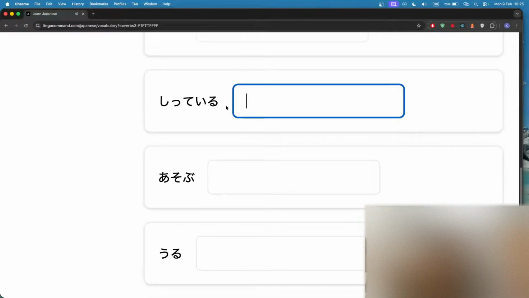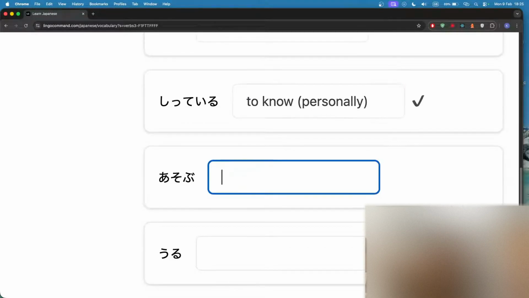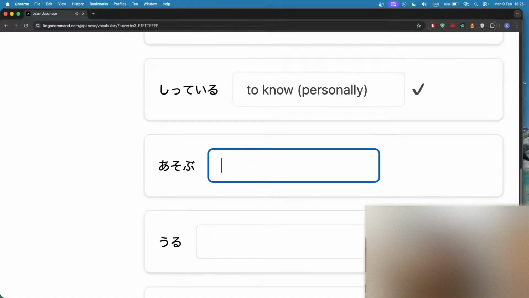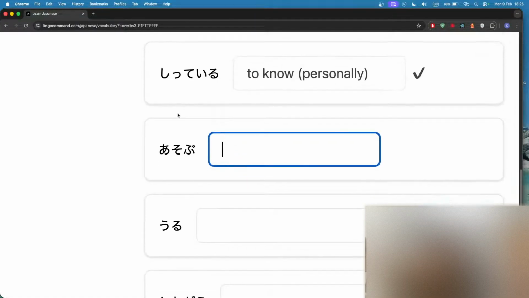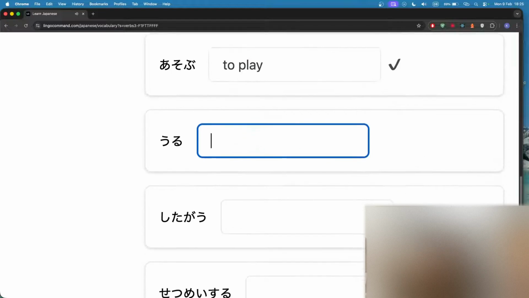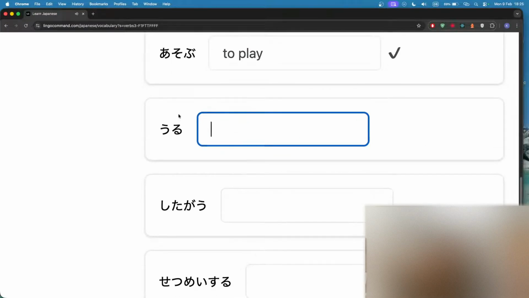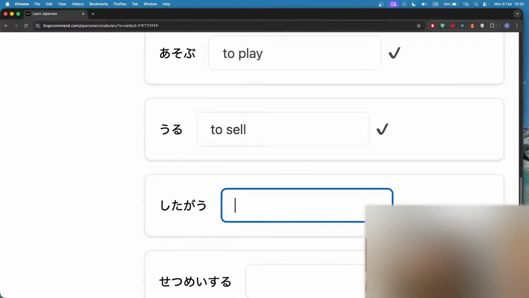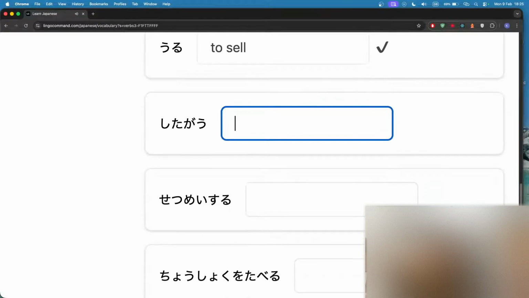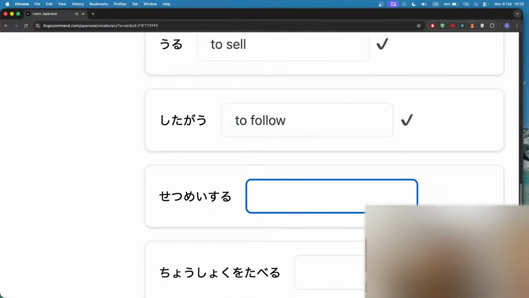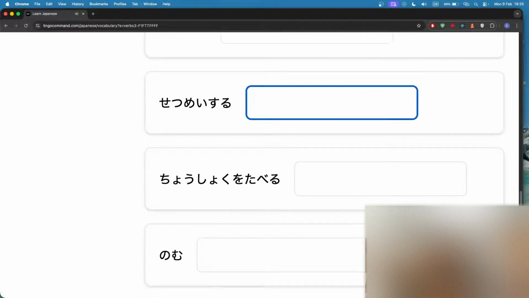This is shitteiru, which is like to know, presumably like to know a person. So like, oh, I know Jack, I know Bobby. Asobu is to play. And then uru is to sell. Shitagau is to follow. Setsumei suru is to explain.